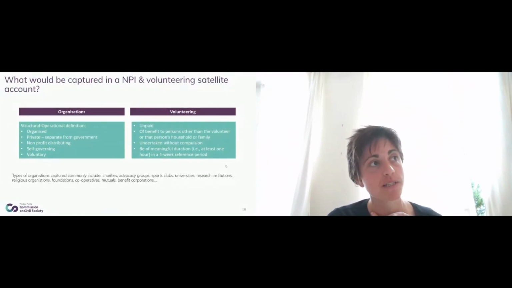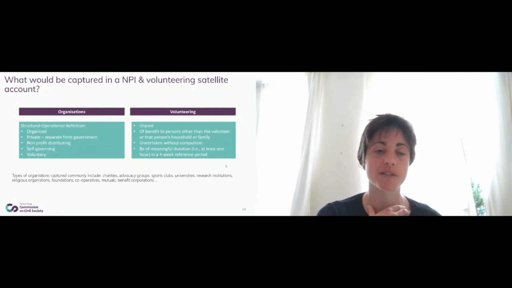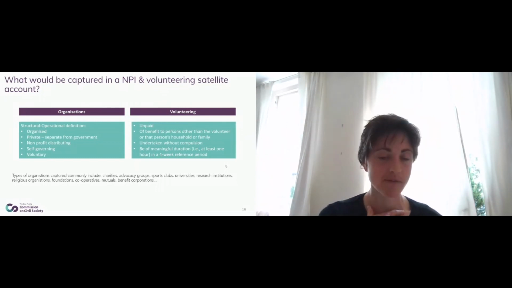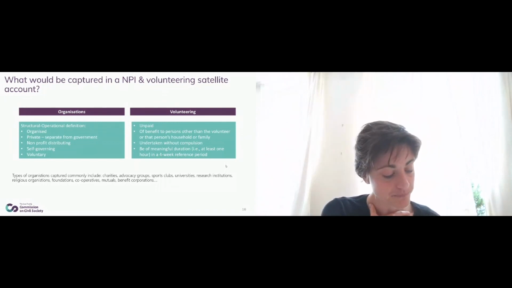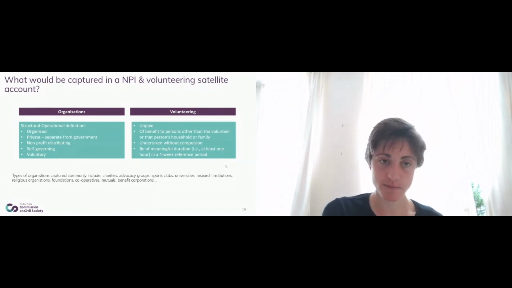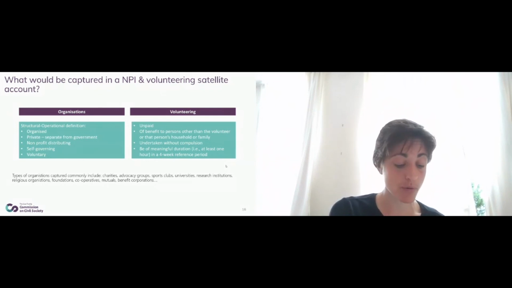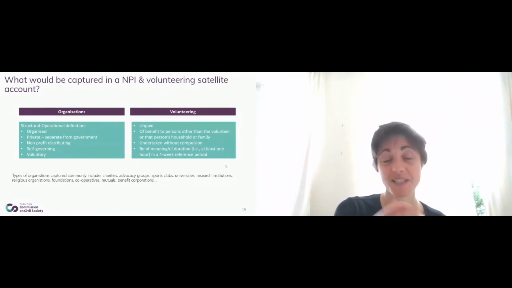You can actually read, as part of the Law Family Commission on Civil Society, we just published a short paper on how we're defining civil society for the purpose of the Commission. So you can have a look at that if you want some more detail. But in the UN's handbook on how to build one of these non-profit satellite accounts, they use something called the structural operational definition to identify relevant organisations. And that is based on features, as I say, that aren't otherwise captured in the way that national accounts are organised at present.